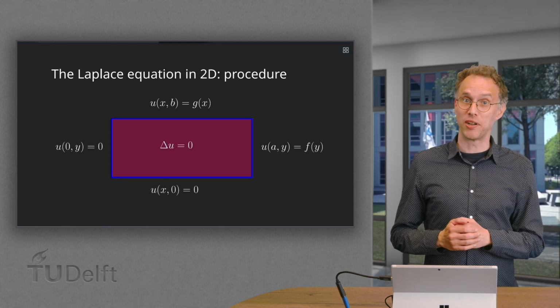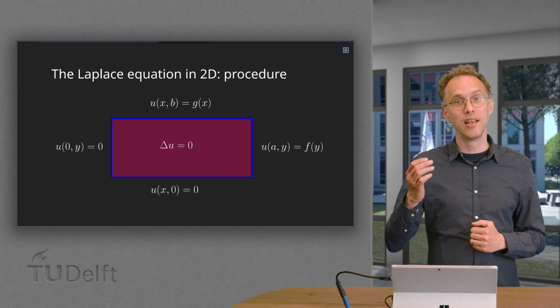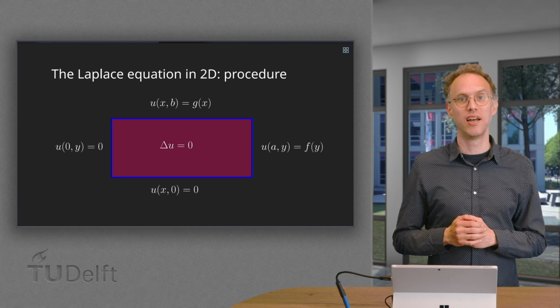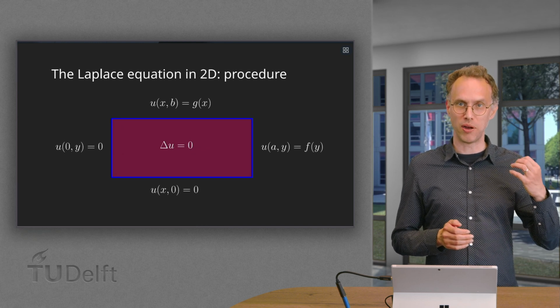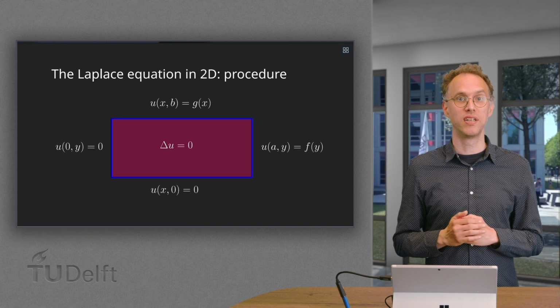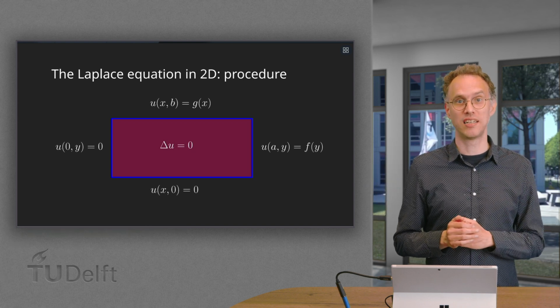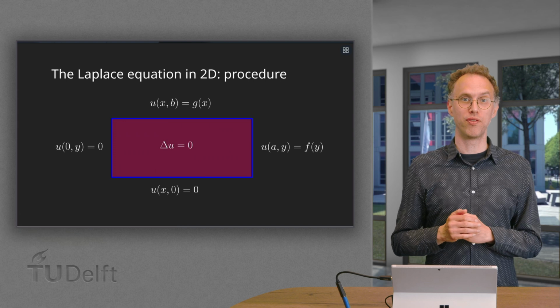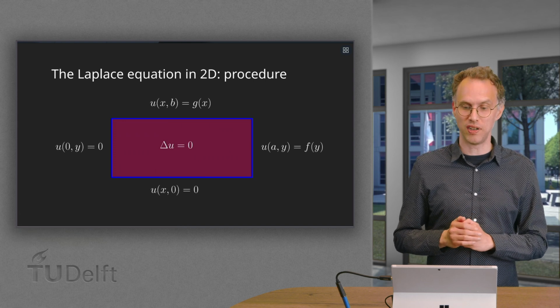How can we solve the Laplace equation in 2D? Let us start with the easiest domain, a rectangle. We can have boundary conditions on all four sides of the rectangle. How do we deal with that? And what procedure can we follow? You will learn all of this in this video.